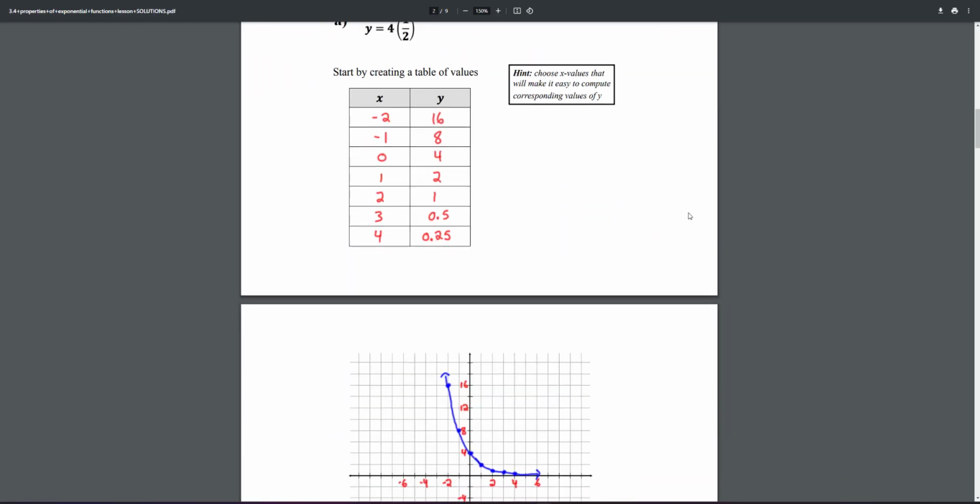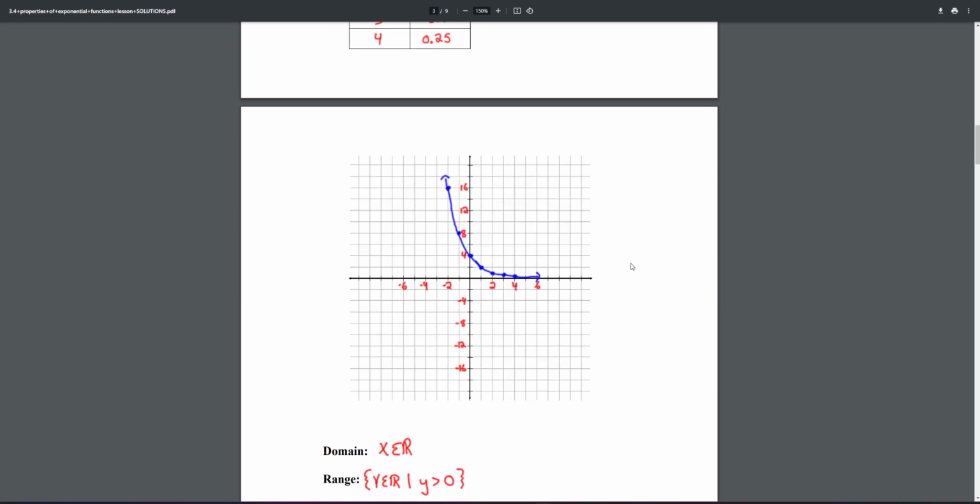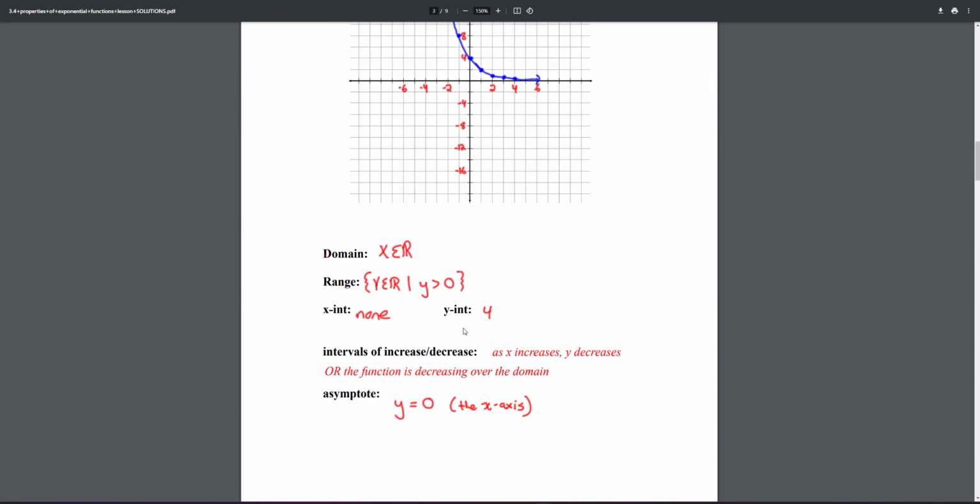Let's take a look at the answer. Here we go. Yeah, looks like my graph. x ∈ R, y greater than 0, no x-intercept, y-intercept of 4, x increases as y decreases, or the function is decreasing. So this is how you're supposed to actually write the intervals using words. So the function is always decreasing, is the answer.